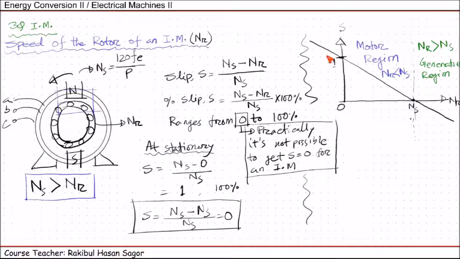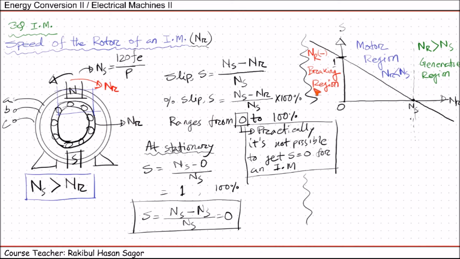And here we have nr negative. Negative means if we consider this direction positive, that is the clockwise direction, then negative will be the anti-clockwise direction. So nr is rotating in the opposite direction of the rotating magnetic field. We have ns in this direction and nr rotating in this direction. Then this red region is called the braking region. We'll start from this braking region in the next lecture.